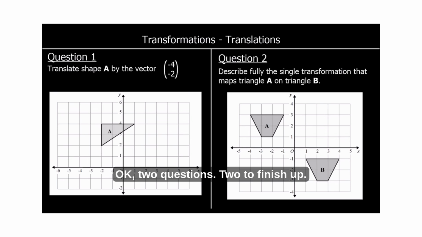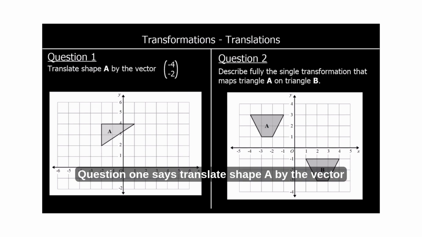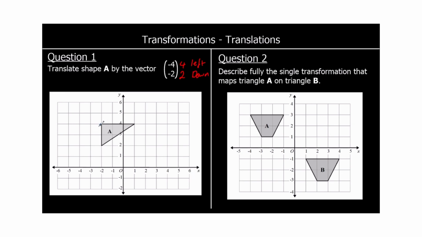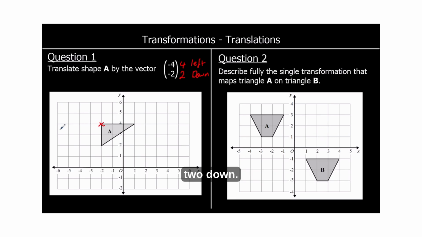Okay, 2 questions to finish up. So give these ones a go. Question 1 says translate shape A by the vector -4, -2. So the top one's the x change, the change in the x. So it's going 4 left. So positive is right, where the positive x numbers are, and negative is left. And for the y change, positive means go up, negative means go down. So it's 2 down. So we're taking any of the points and moving them 4 to the left and 2 down.